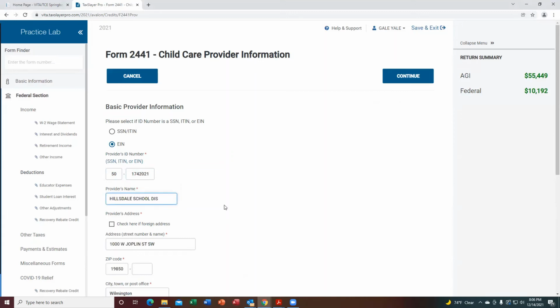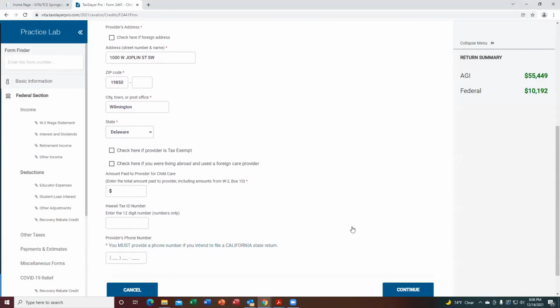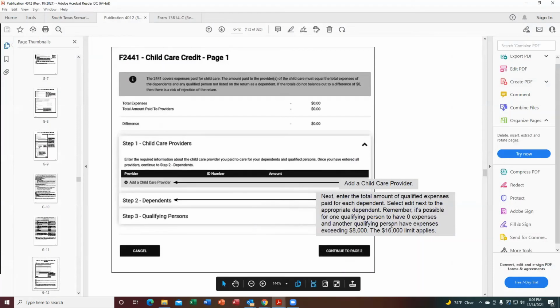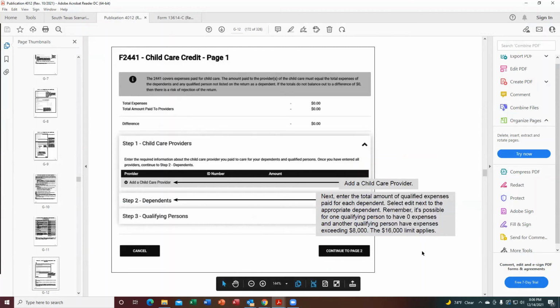And there's the Hillsdale School District. So it automatically populates the amount that was paid for child care is $1,500. And I think I forgot to mention something. Okay, the other thing that this area saw a big difference is the amount that is allowable per qualifying person.